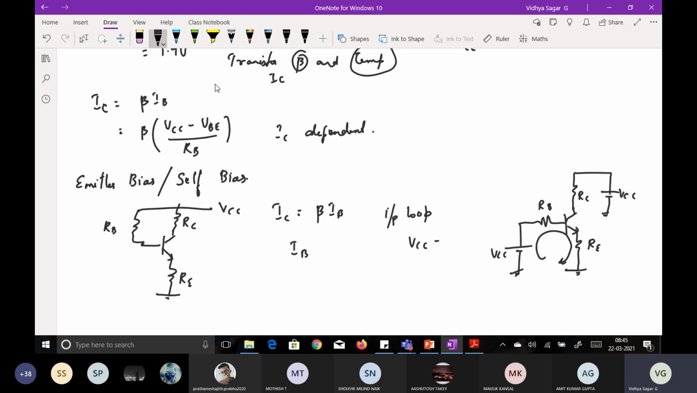What will be the loop? VCC minus IB RB minus VBE minus IE RE equal to 0. This is my input loop.